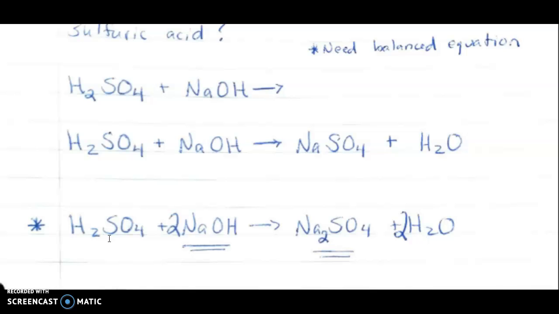I have only 1 sulfur atom here, and that's true in the product side. For oxygen, I have 4 here and 2 here for a total of 6. I have 4 oxygen in this molecule and 2 oxygen in water in the 2 molecules, so I have 6 on this side. I have 2 sodium atoms. There are 2 sodium atoms here. And so everything is balanced.